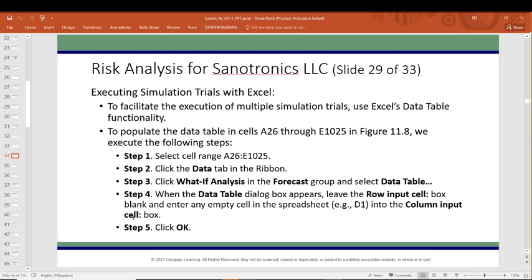To populate the table of simulation trials in cells A26 through E1025, we execute the following steps. First, select the cell range A26 to E1025. Click the Data tab in the ribbon and click What-If Analysis. These are the same steps using the data table that you learned in the previous chapter in building spreadsheet models. So we have to follow the steps until the end.